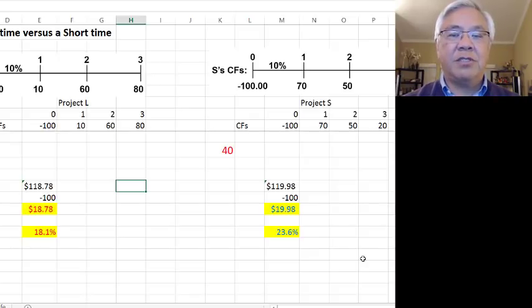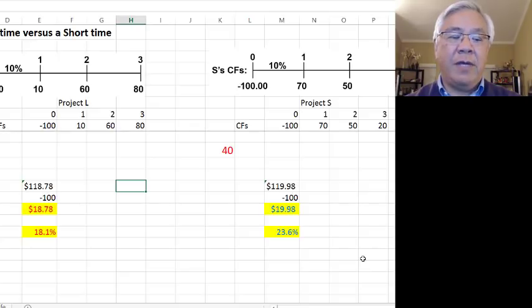Using the NPV approach and a discount rate of 10%, Project L will return $18.78 thousand, which is a favorable result because it's a positive NPV. However, when we fund Project S under the same 10% discount rate requirement, we will get an NPV of 19.98. So therefore, the NPV of S is greater than the NPV of L, and we should fund Project S. All right, so that's NPV. It's a pretty straightforward way to describe it. All right, let's do the other one, IRR.